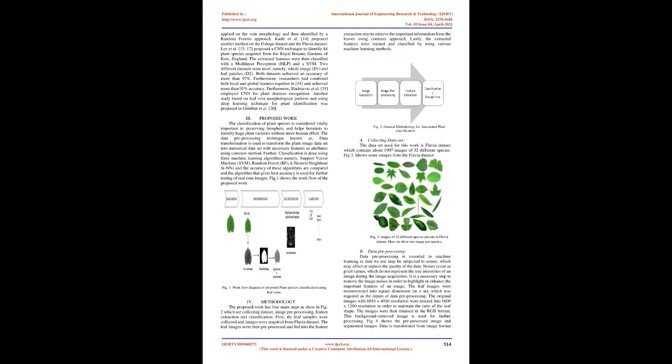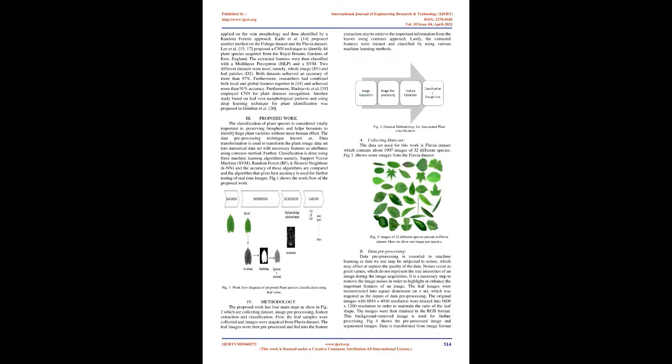Lares et al. constructed an automated leaf identification approach for legumes based on the vein architecture. Only simple measurements were applied on the vein morphology and then identified by a random forests approach. Catir et al. proposed another method on the foliage dataset and the Flavia dataset. Li et al. proposed a CNN technique to identify 44 plant species acquired from the Royal Botanic Gardens of Kew, England.